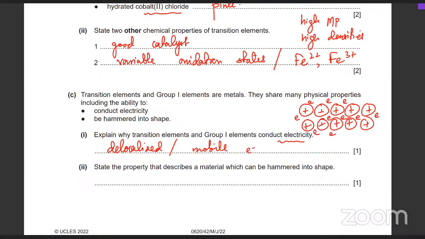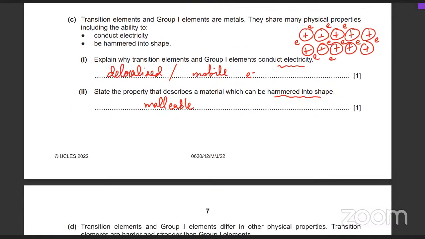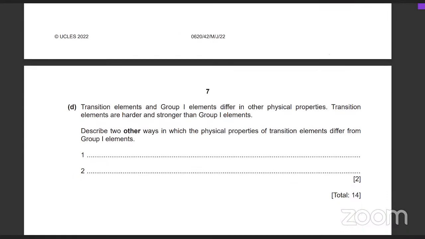They always like to form positive ions, and those electrons will be mobile. They will be delocalized because no one is gaining those electrons. So state the property that describes a material to be hammered into shape. That's malleable. Or a ductile hoti hai property that you can draw them into wires. You can make wires out of them.